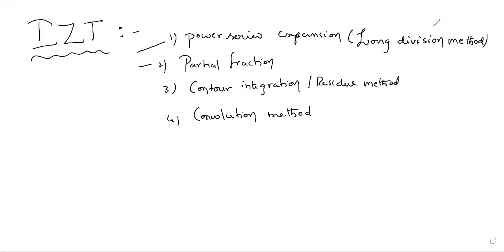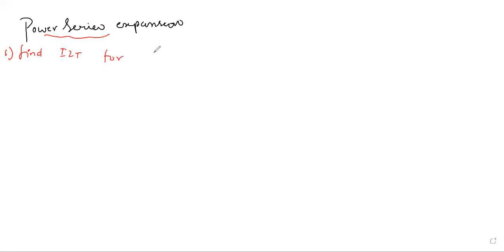Okay. So first, put the heading: power series expansion method. So here the problem: find the inverse Z transform for the following function, x of z equal to z by 2z square minus 3z plus 1, using the power series expansion method.